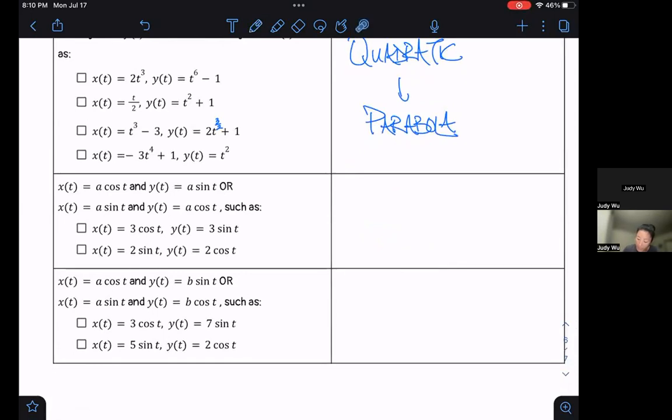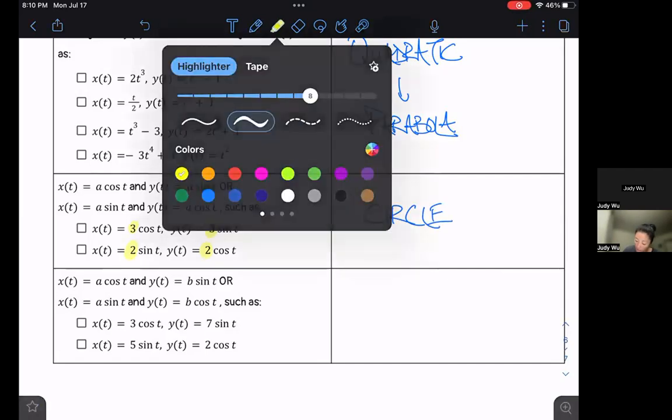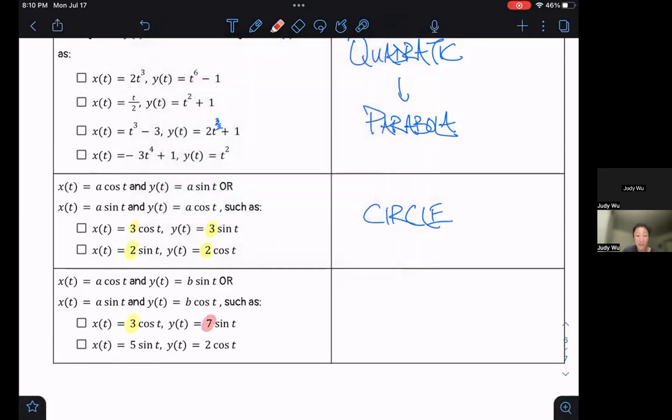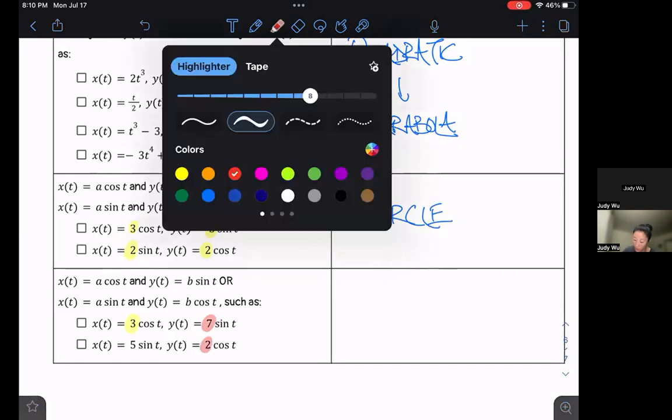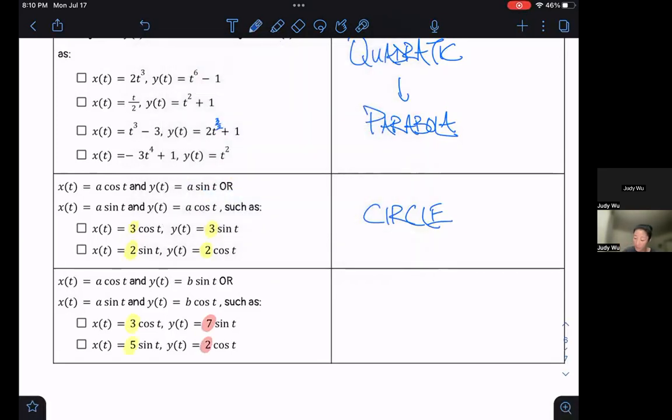All right. If we have a case where it's a number cosine t and a number sine t, or the other way around, but noticing that these numbers are the same, so both 3s or both 2s, we're going to end up with a circle, all right? And last but not least, if we have a case where one of them is one number and the other one is another number, okay? So we have 2 different numbers in the front, but we still have sine or cosine. We're going to end up with an ellipse.